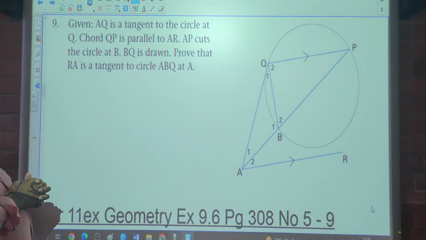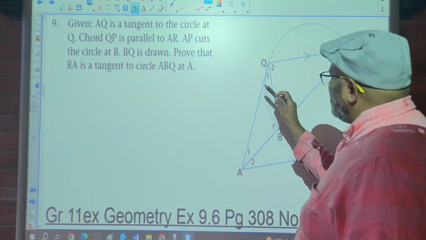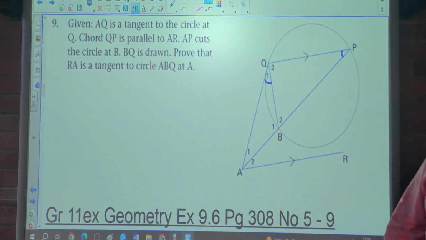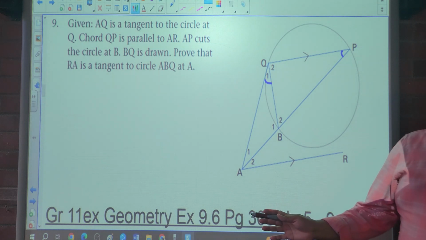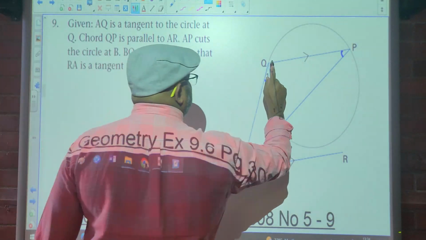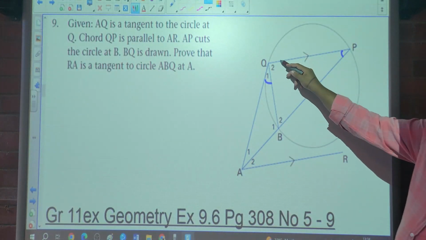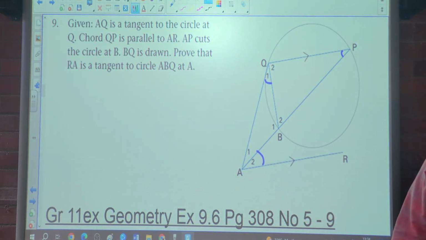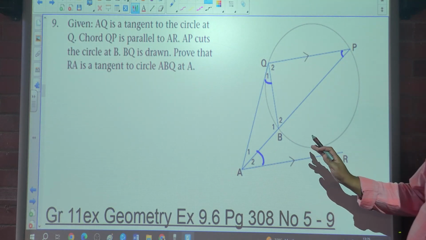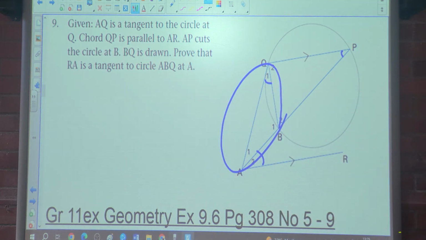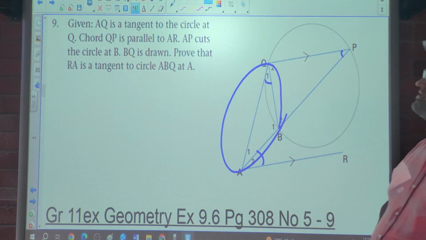Last one. We are given AQ is a tangent to the circle at Q. People, if this is a tangent to the circle, what do we know? Q1 is equal to P. Why? Tan chord theorem. Then chord QP is parallel to AR. So alternate angles are equal. Without reading further, please don't ask us to prove that that is a tangent, because we can already see it's a tangent. Let's carry on reading.